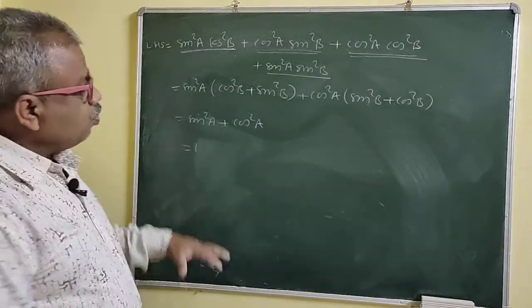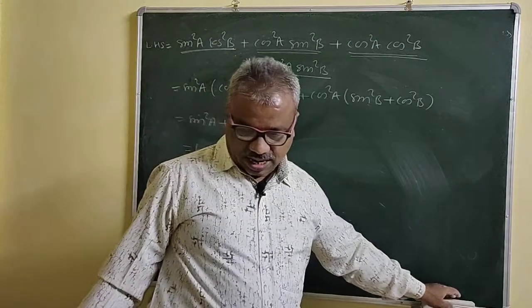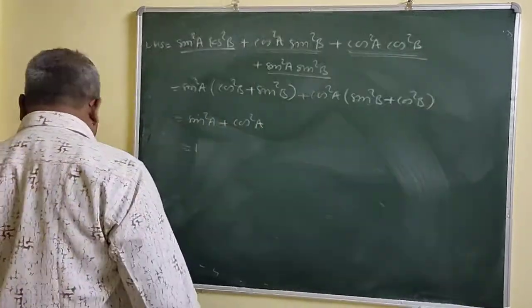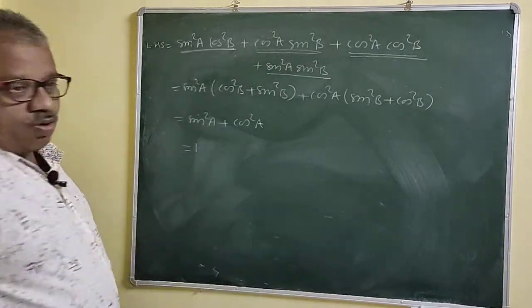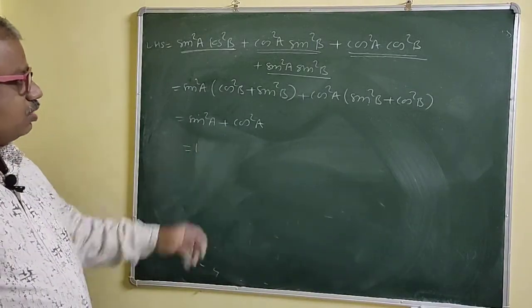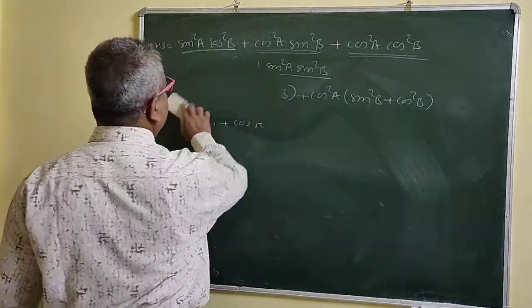This is a very simple problem. There are 4 terms and the squares are there. Just by observation it is complicated, but if you solve this, then it is very easy. Go on solving this.